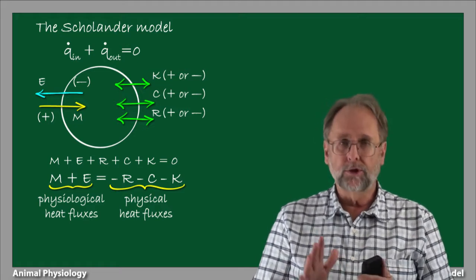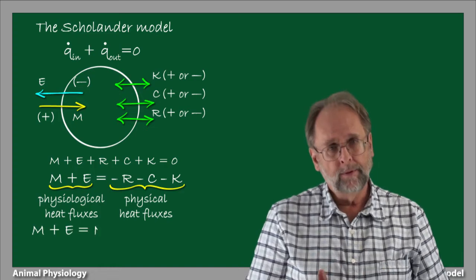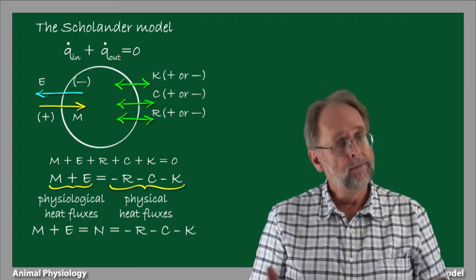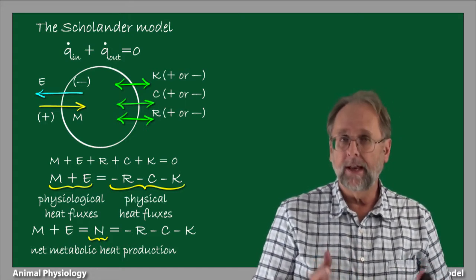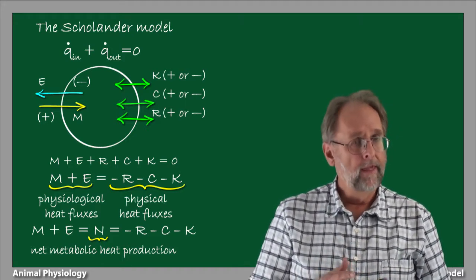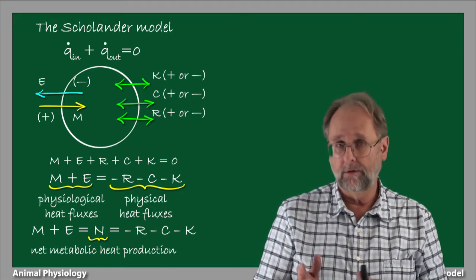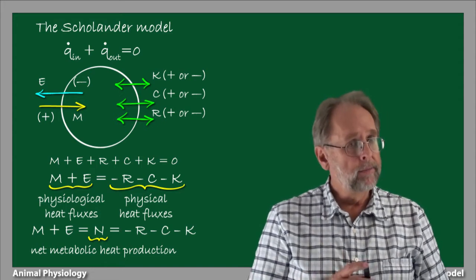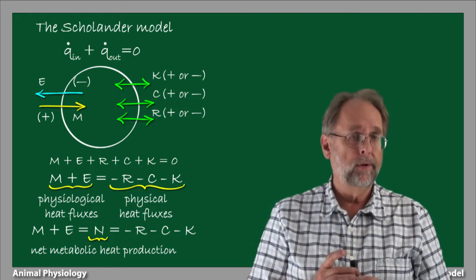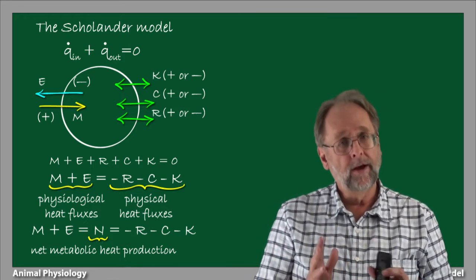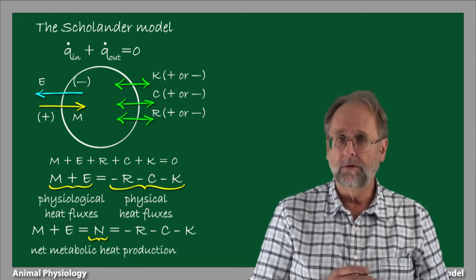Before we get to the actual Scholander model, though, we have one more term to define. Metabolism and evaporation together can be combined into one term, which we'll symbolize with the letter N, which is the net metabolic heat production. Unlike metabolism and evaporation, which must be either positive or negative respectively, the net metabolic heat production can be either positive, negative, or zero, depending upon how metabolic heat production and evaporation heat loss add up. Keep this in mind as we develop the full Scholander model.